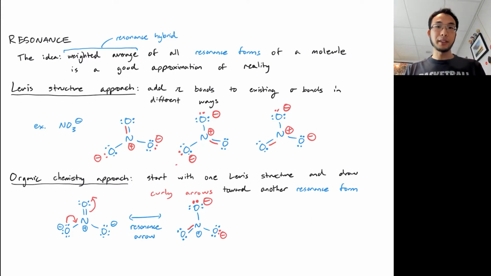So a really important thing to understand when it comes to resonance forms is that these arrows are not signifying electron movement at all. Right? The electrons are not moving when it comes to resonance forms. The purpose of these arrows is just to show the relationship between these two structures. There's no electrons changing locations in the molecule.